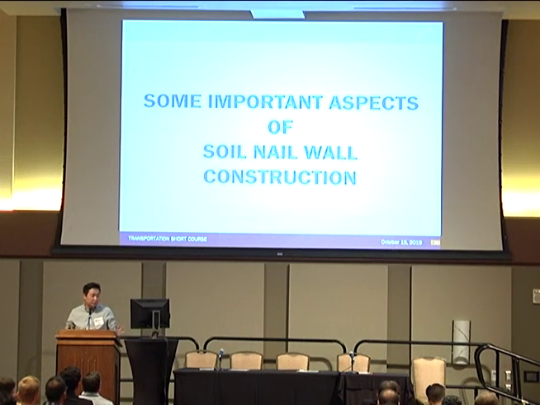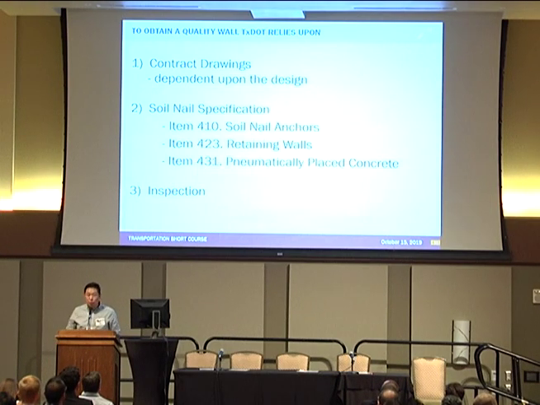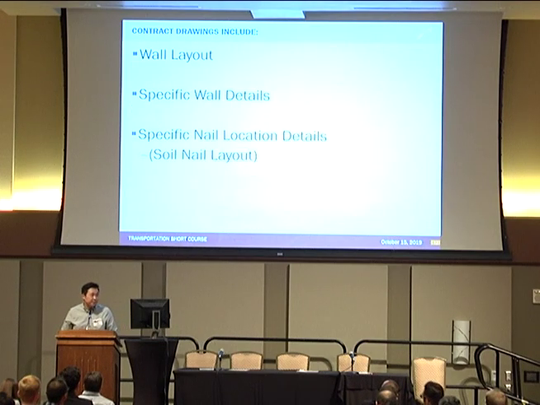Okay, a couple of important aspects of soil nail construction. Basically, we have three tools to ensure the quality of soil nail construction. First, the contract drawing, then the soil nail specification, and the inspection. Let me talk about the construction drawing first.